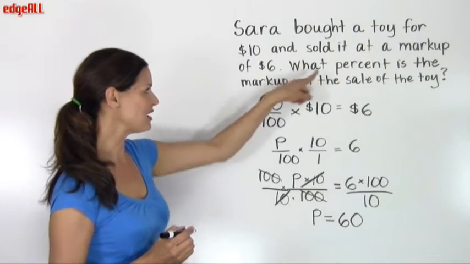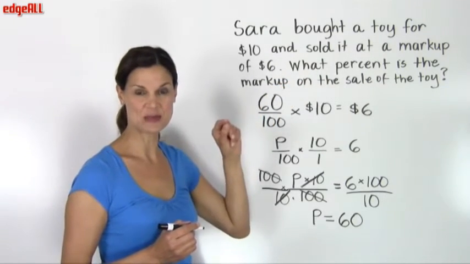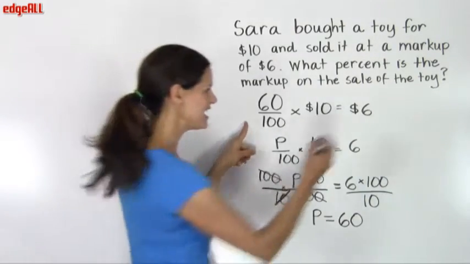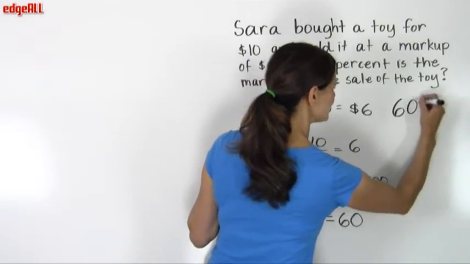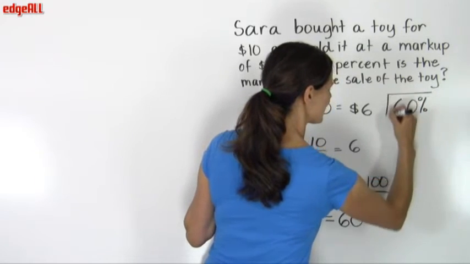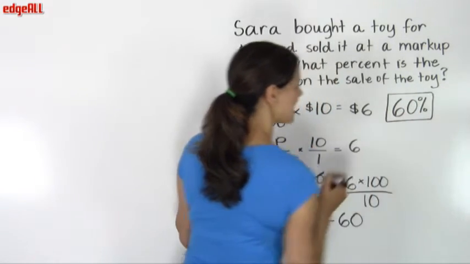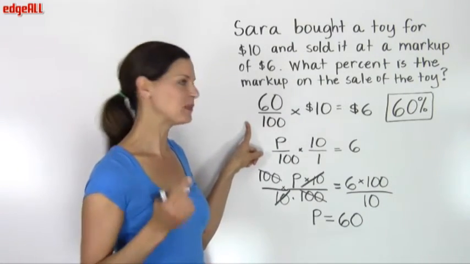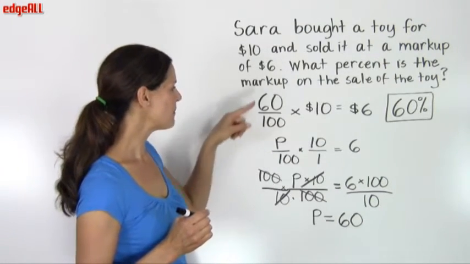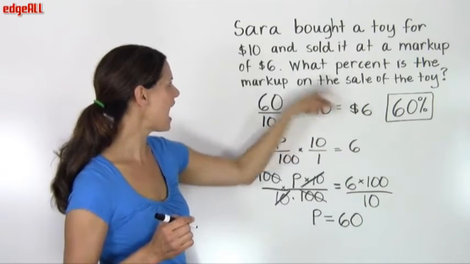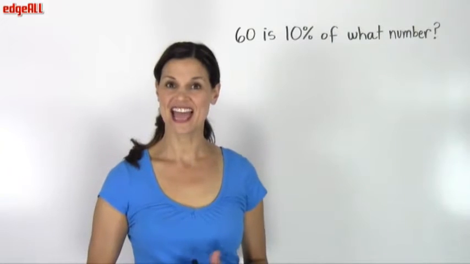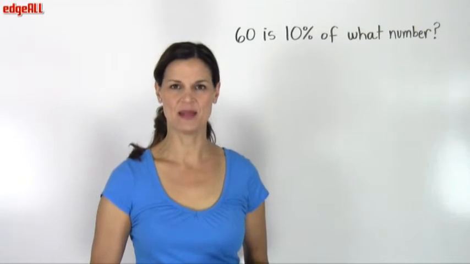But remember that when you report your answer, you need to report it in percent. And so 60 over 100 is 60%. So I'll report my answer as 60%. And so Sarah has increased or marked up the price of the toy by 60% of its original price of $10. Let's look at another type of percent problem.